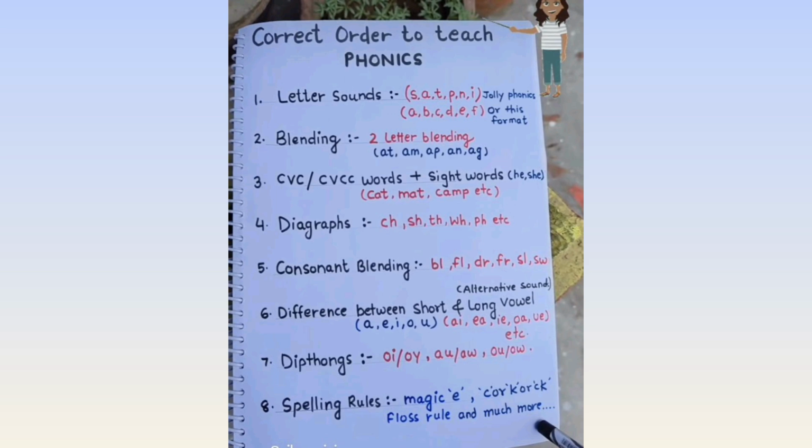Now the basic one, in the basic course, when the students are 3 years old, they will go up to consonant blending, a few things and a few diagrams, maybe or maybe not. And the children who are 6 to 9 years old will focus on the rest of the things. Each and every topic I have covered in my phonics playlist.